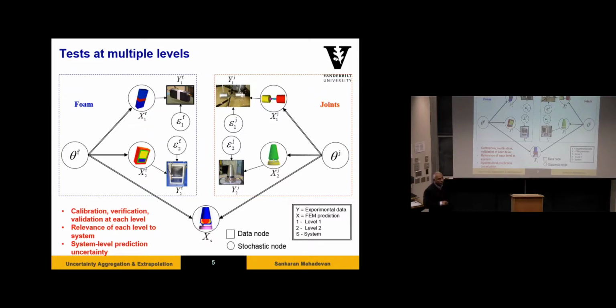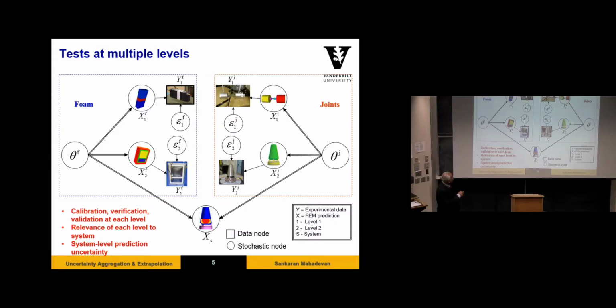For various reasons, we cannot perform a test of the full-scale system. So what we have are tests at different levels: material-level tests, coupon-level tests, maybe component, subsystem, and so on. For example, here I have a foam with two masses on either side, and I have a corresponding finite element model.